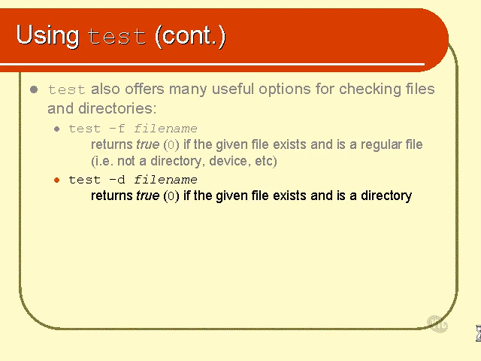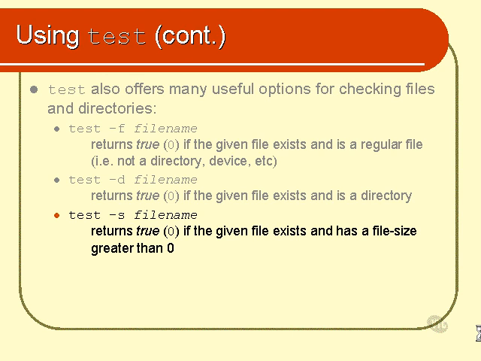And we've also got test minus D, which is exactly the same, but it will actually return true if the file exists and is a directory. If it's just a regular file, then it will return false. We've got a couple of other options. We've got test minus S, which will return true if the file exists and has a file size greater than 0. Now it doesn't actually test to see whether it's a regular file or a directory or anything like that, it just tests its size. Directories too can have a size, so bear that in mind.